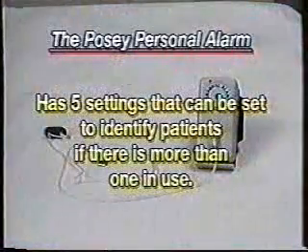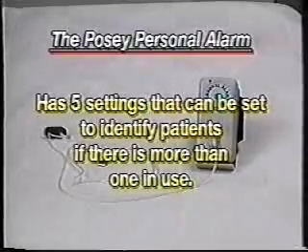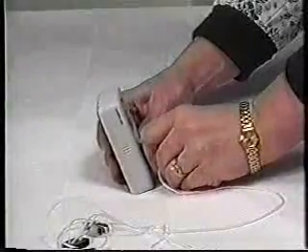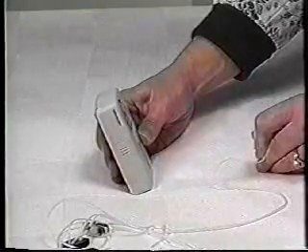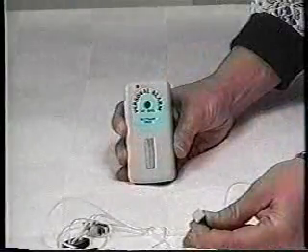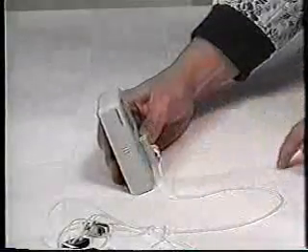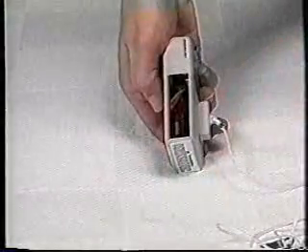The Posey Personal Alarm has 5 alarm settings that can be set to identify patients if there is more than one Posey Personal Alarm in use. Test the unit before application. To test the unit, pull the magnetic bar on the front of the Posey Personal Alarm off the unit. The alarm should sound. If the alarm does not sound, replace the magnetic bar, remove the 9-volt battery from the side battery compartment, and replace with a new battery.